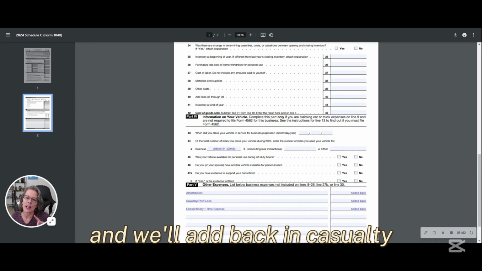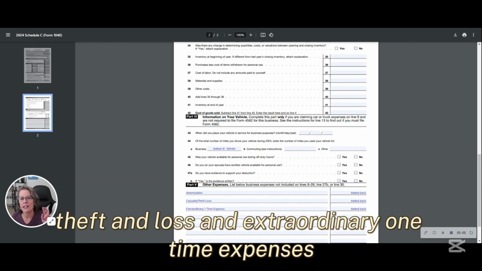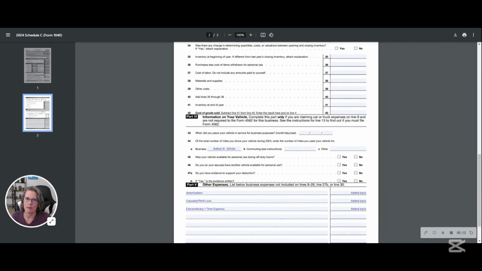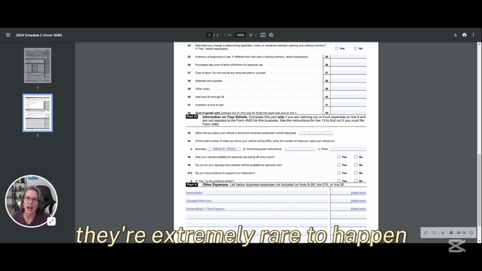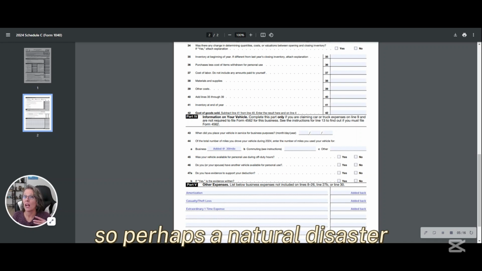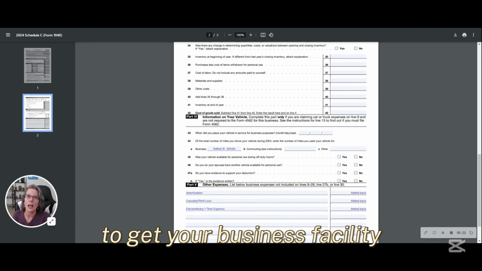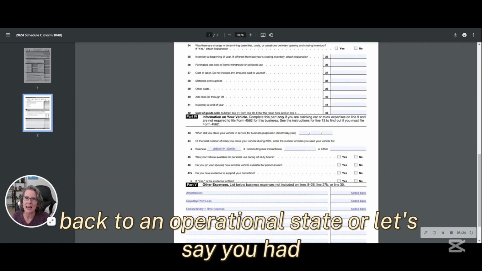And we'll add back in casualty, theft and loss, and extraordinary one-time expenses. So these are things that only happen once. They're extremely rare to happen. So perhaps a natural disaster and you had to pay the deductible on your insurance to get your business facility back to an operational state.